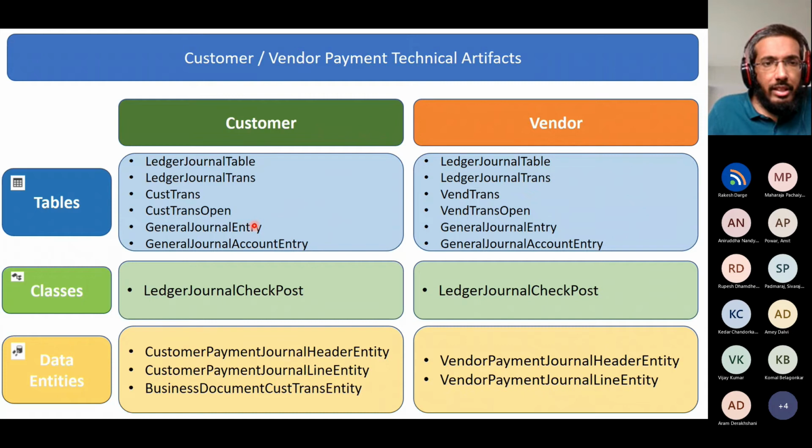Then we have the standard tables of general journal entry and general journal account entry, which have the impact of the ledger postings or the main account postings. The class that you can use to automate the process of posting and checking is the LedgerJournalCheckPost.